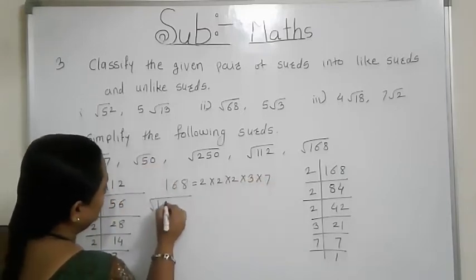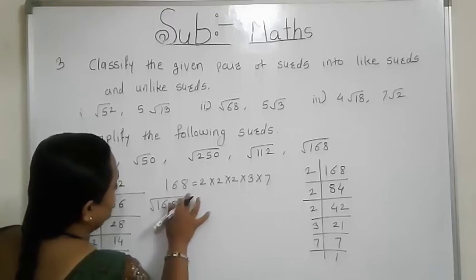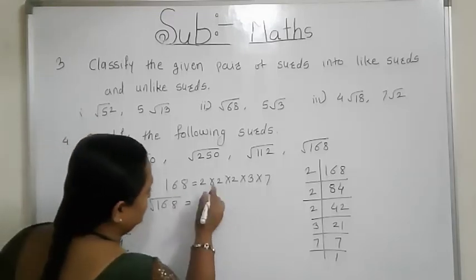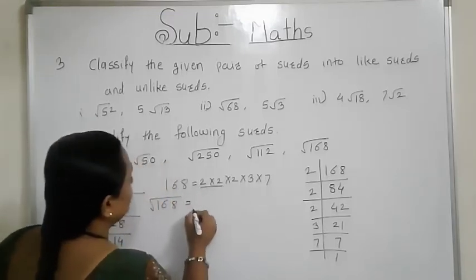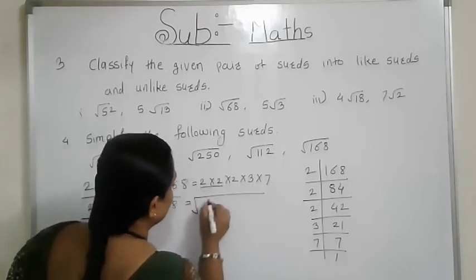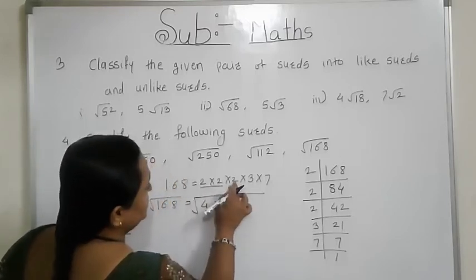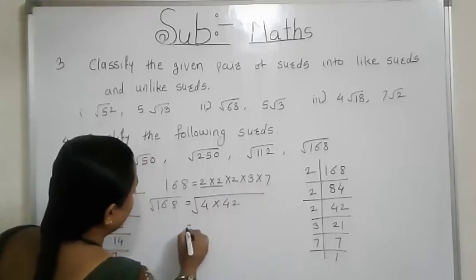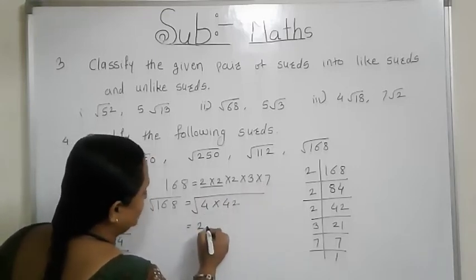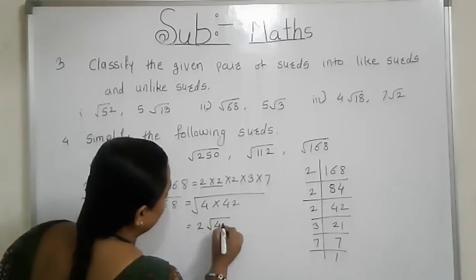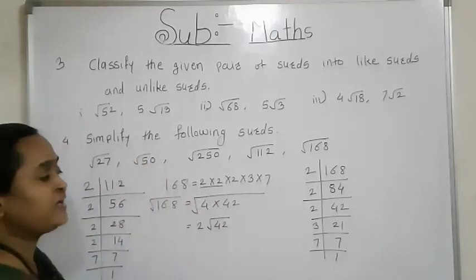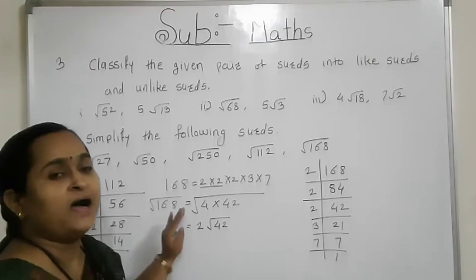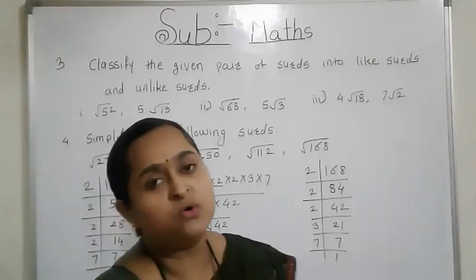Now see root 168. Now we want the same numbers. Now which are the same numbers? These only two. Then inside, 2 into 2, 4. Now see here, 2 3s are 6, 6 7s are 42. Means the square root of 4 is 2, so 2 root 42. Now in this way we can write the simplest form, and this is a very easy method to understand.